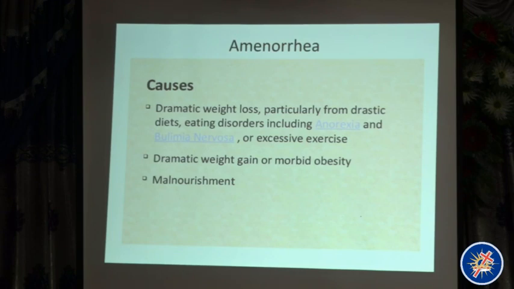overeating, because it is not only when your weight is too low, even when your weight again is too high. You find a lady of 20 years weighing over 120 kilos because they are there. Okay? So dramatic weight gain, again, is a problem. Or morbid obesity. Or generally, what we are saying, malnourishment. You are not feeding properly, the normal way your body is supposed to be fed.